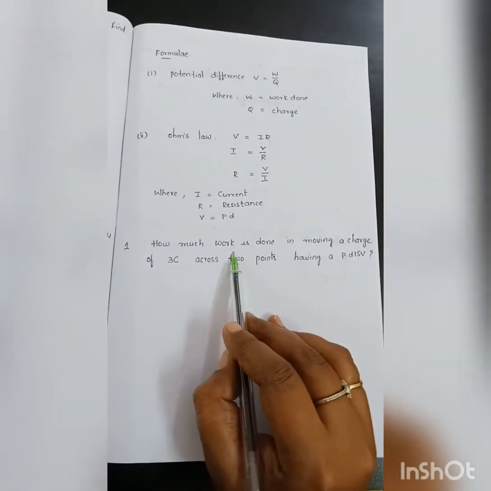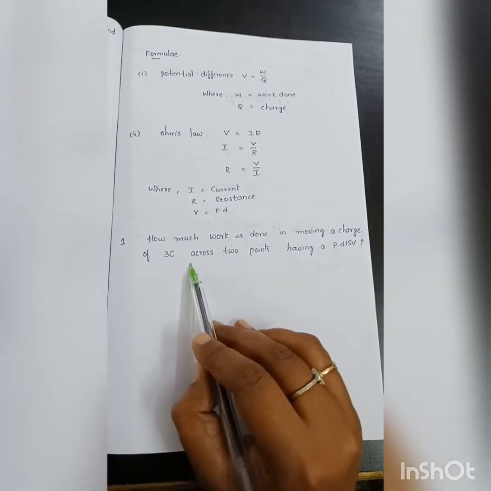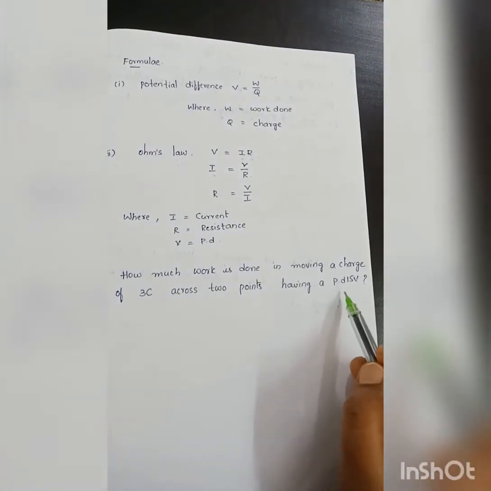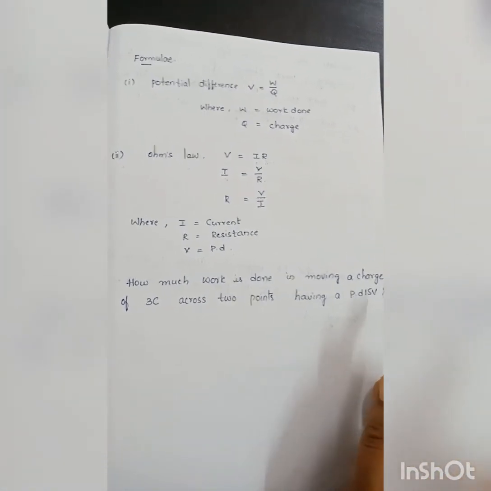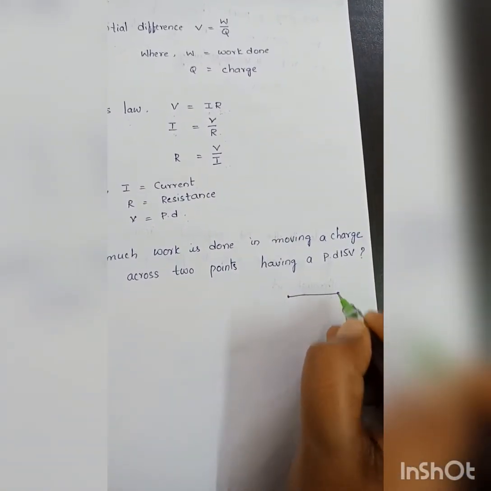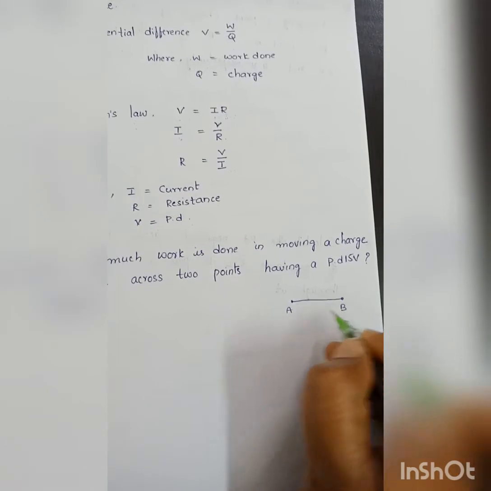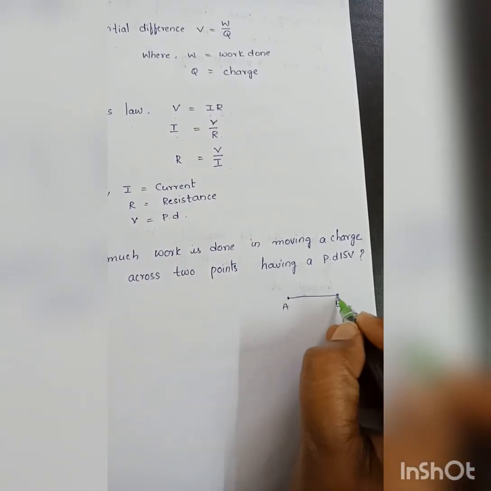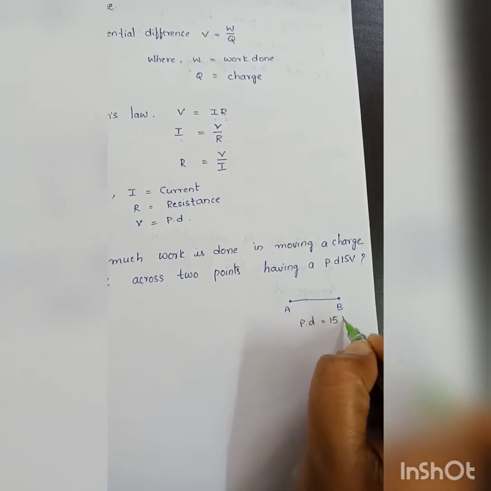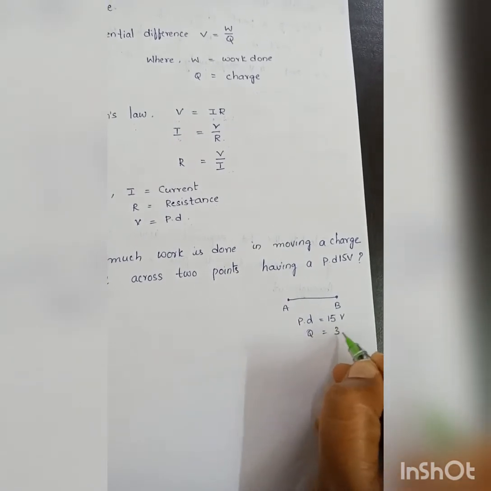Now come to a problem. How much work is done in moving a charge of 3 coulombs across 2 points having a potential difference 15 volts. How much work is done in moving a charge in between 2 points? For example, it is one copper wire with 2 points A and B. The potential difference that develops between A and B is 15 volts. How much charge it is taking? It is carrying 3 coulombs.